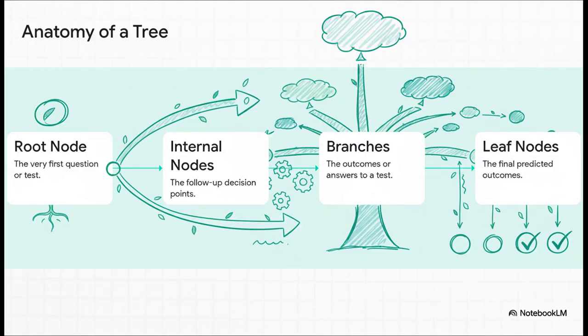Okay, to really get this, we've got to know the parts of the tree, its anatomy. So that very first question, the one about age, that's called the root node. All those follow-up questions, those are the internal nodes. The lines that connect everything, those are the branches. They're basically the answers to the questions. And then at the very end, those final yes or no answers, we call those the leaf nodes. That's the computer's final call.